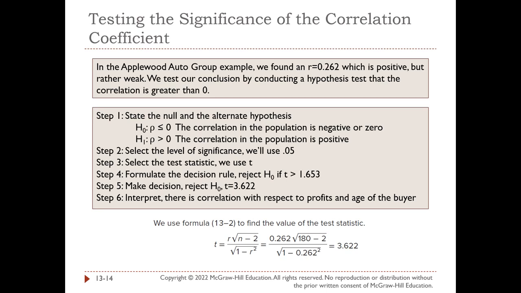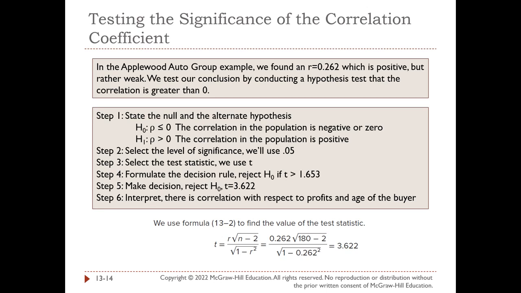For this one, they're using that Applewood Auto Group example. Remember where the buyers are not really having a strong correlation, but there is one positive one, slightly. So we're going to test our conclusion by conducting a hypothesis test that the correlation is greater than 0. That means the alternative is the question we're asking. Is it greater than 0? So rho for our alternative will be rho greater than 0. That means for our null, rho has to be less than or equal to 0. The null always has the equal sign. Next, we're going to use that 0.05 level of significance.